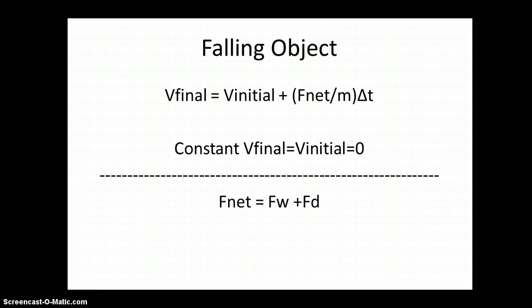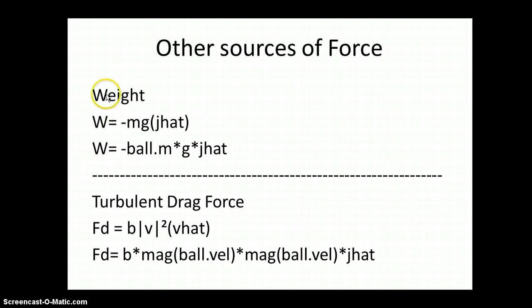In today's lab, there are other forces acting on the object, so the net force equals the weight force plus the drag force. The object's weight force is the mass of the object times the acceleration of gravity of 9.8 meters per second squared times the unit vector that shows the direction that the object is falling. The object is falling towards the ground, so there is a negative sign.